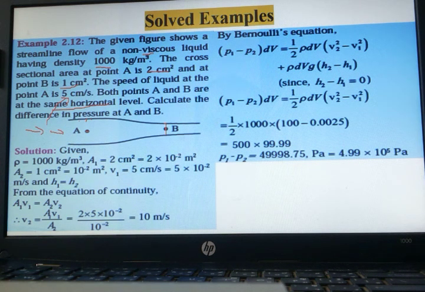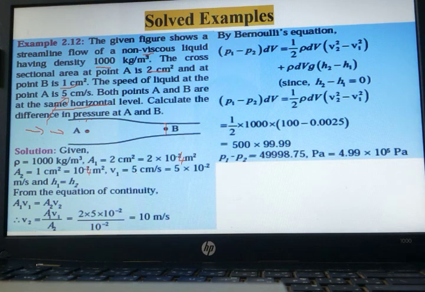Try to understand, over here it should be 10 raised to minus 4. In the textbook also it is wrong. Like in the previous slide I have explained, centimeter to meter is 10 raised to minus 2, but it is centimeter square, so ultimately it will be 10 raised to minus 4 meter square. Over here also they have done the same. A2 is equal to 1 centimeter square, which is 10 raised to minus 4 meter square.